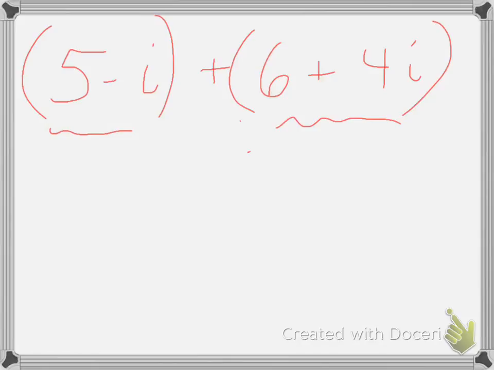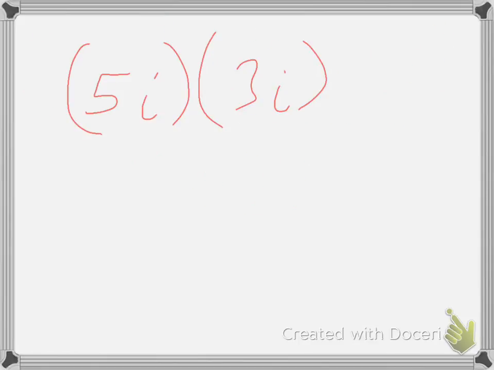Put the numbers together, 11. And then what are the i's? I've got minus i plus 4i, which is 3i, just like that. Same old, same old. It's really similar. So you play with it just like it's a variable in a way.